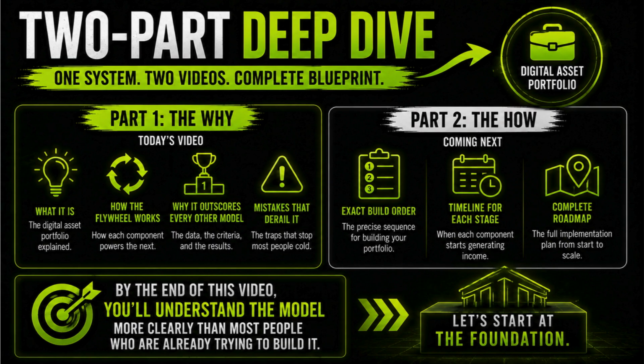This video is part 1 of a 2-part deep dive. Today we're covering the why. What a digital asset portfolio is, how the flywheel works, exactly why it outscores every other model, and the specific mistakes that derail it. Part 2 will cover the how, the exact build order, the timeline for each stage, and the complete implementation roadmap. By the end of this video, you'll understand the model more clearly than most people who are already trying to build it. Let's start at the foundation.